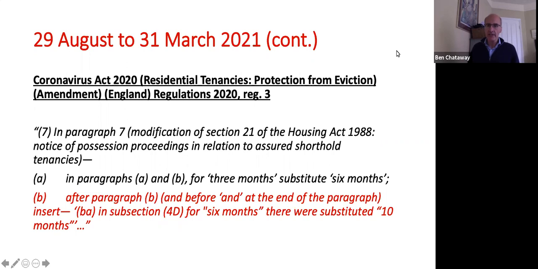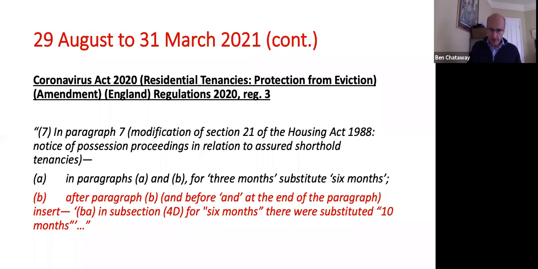They said 2 things. Firstly, they said that what was the 3-month period is now changed to a 6-month period. And note that the regulations are doing this in a slightly funny way. What they're doing is they're not amending the law, they're not referring directly to the Housing Act. They're saying, well, actually, these regs change the Coronavirus Act so that it modifies the Housing Act in this way. So first it changed 3 months to 6 months.